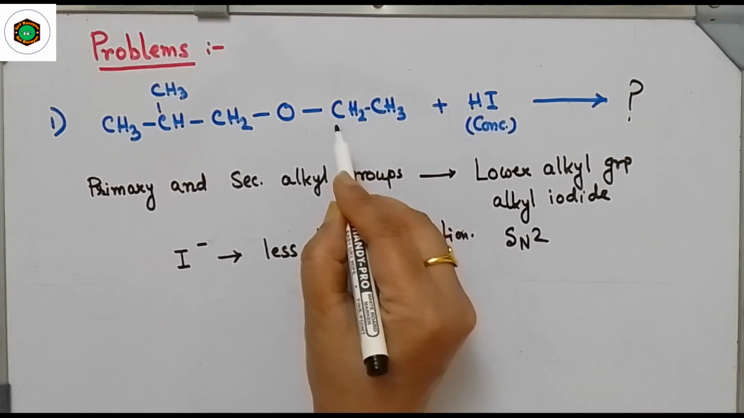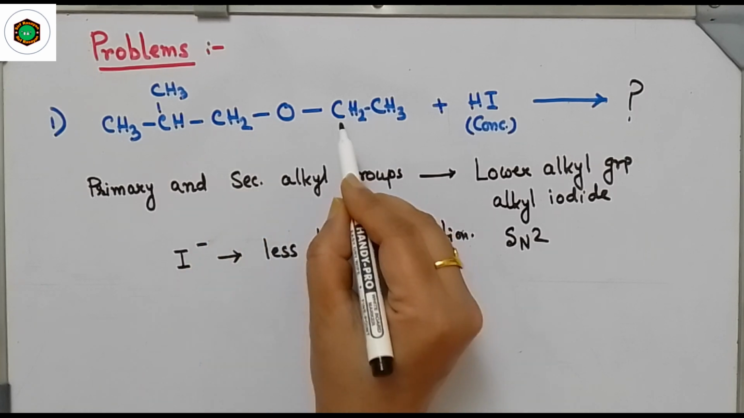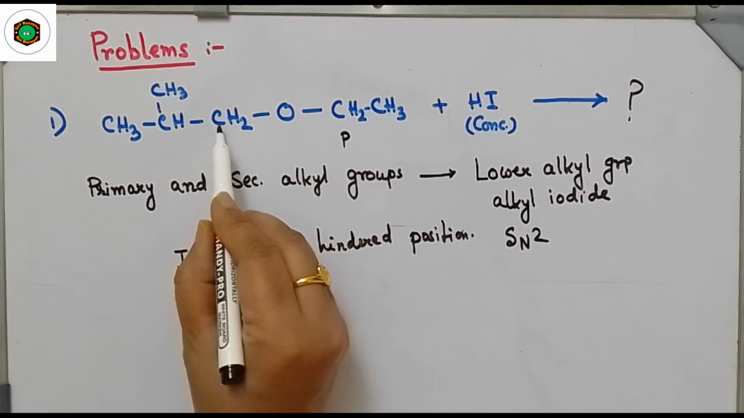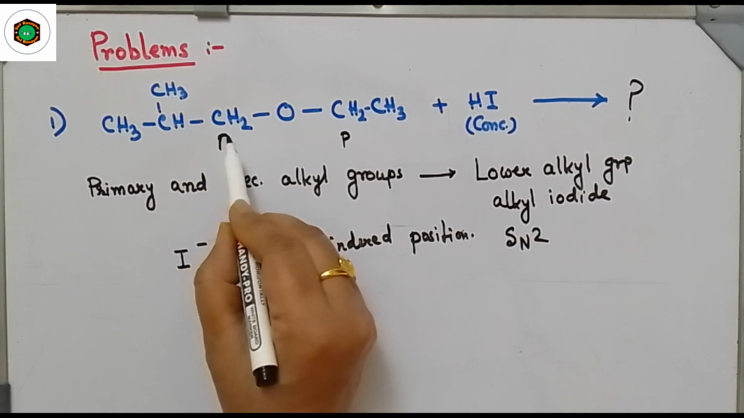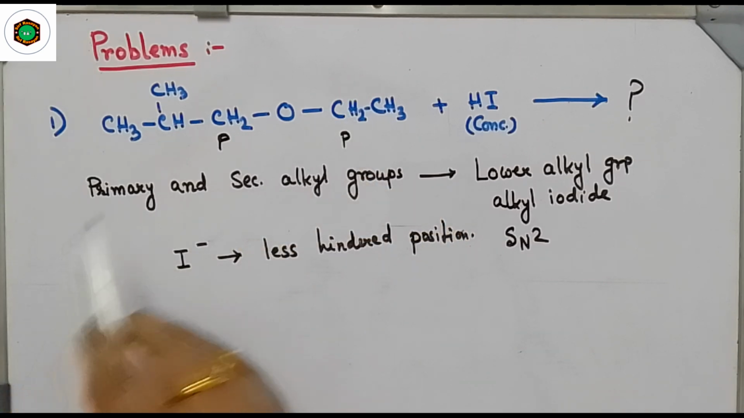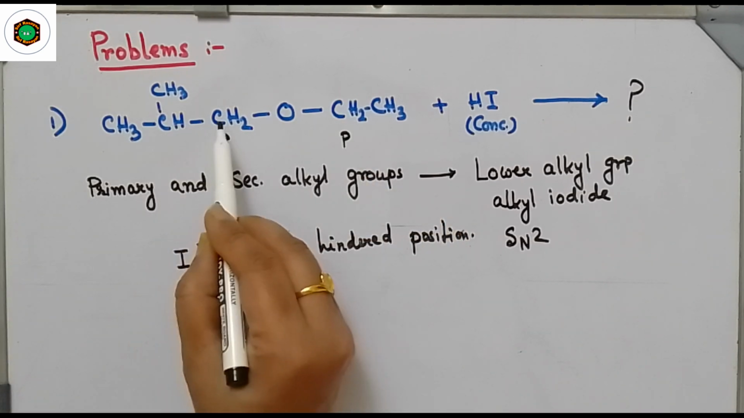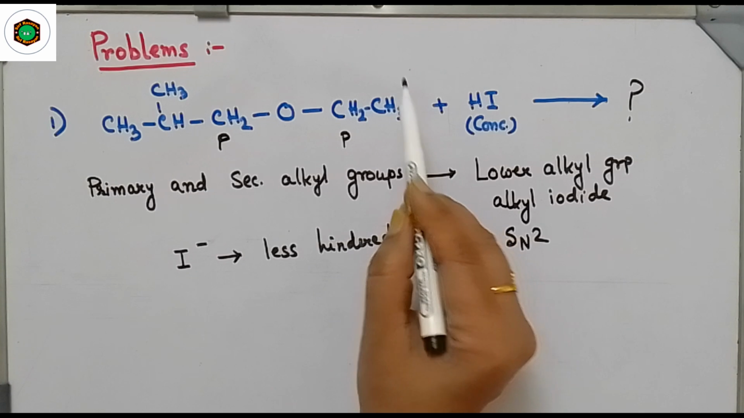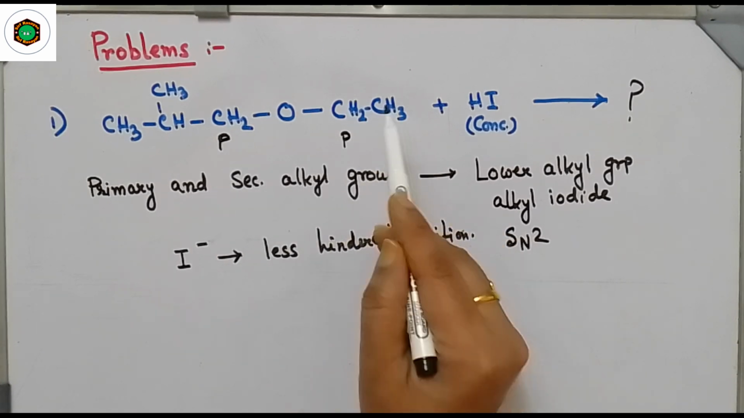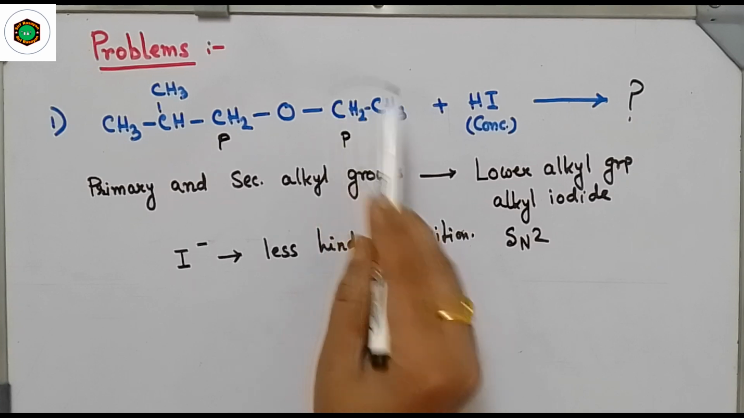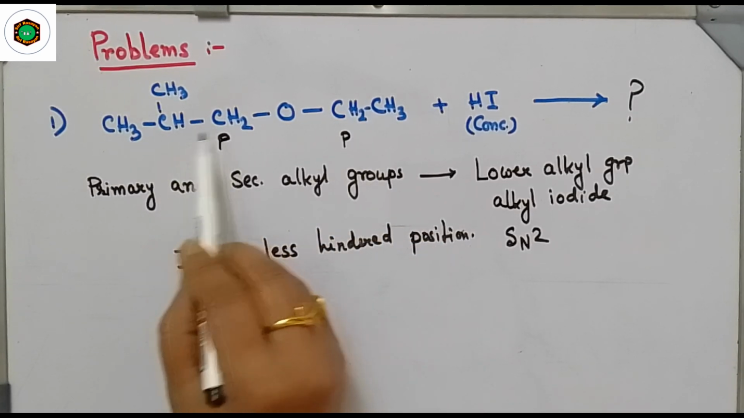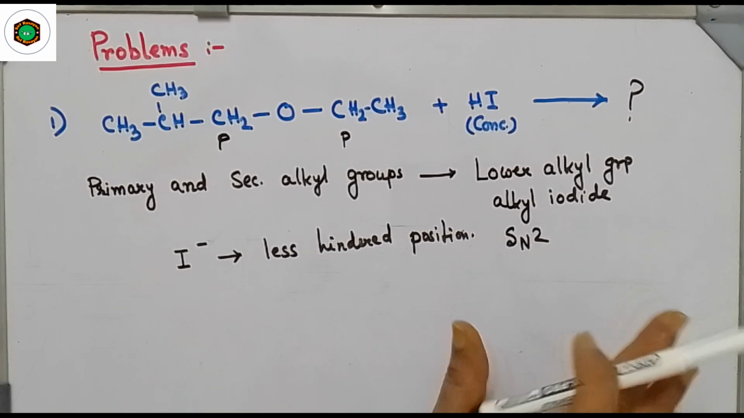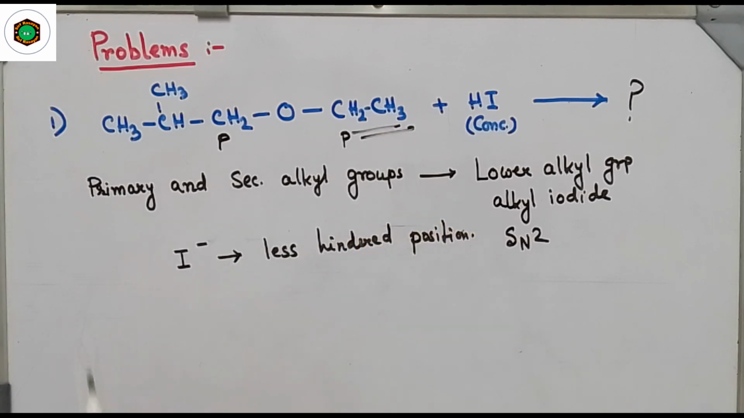Now see here, this is an alkyl group, this is also an alkyl group. This is primary because this carbon is attached with only one carbon atom. This carbon is also attached with one carbon atom, so this is also primary. But this is less sterically crowded and this is more sterically crowded, because at the adjacent position 2 methyl groups are attached with this carbon, but here no such alkyl groups are present. So this is the more open position, this is the more crowded position. So what are the products? Lower alkyl group gives alkyl iodide. We have seen already.